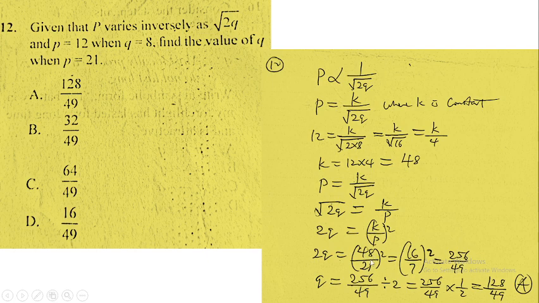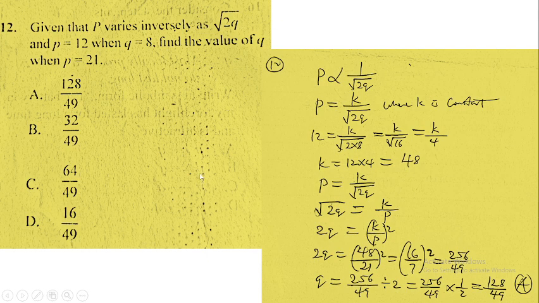3 can go into 48, that will be 16. 3 can also go into 21, that will be 7. We have (16 over 7) squared, so that will be 256 over 49. Then we are looking for q, so you have to divide both sides by 2. That will be 256 over 49 divided by 2, and this division you can change to times 1 over 2. 2 into 256 gives us 128 over 49. And if you look at the options provided, option A is the correct option there.